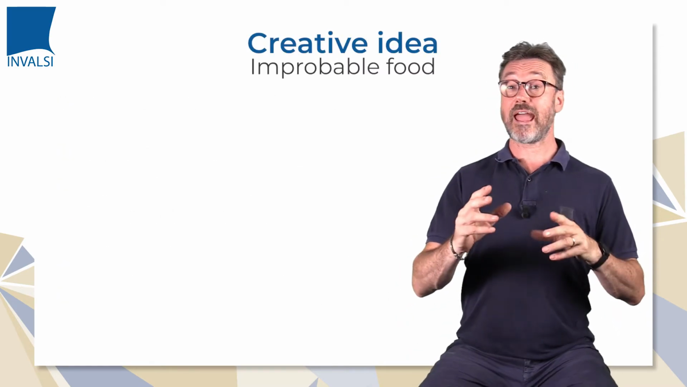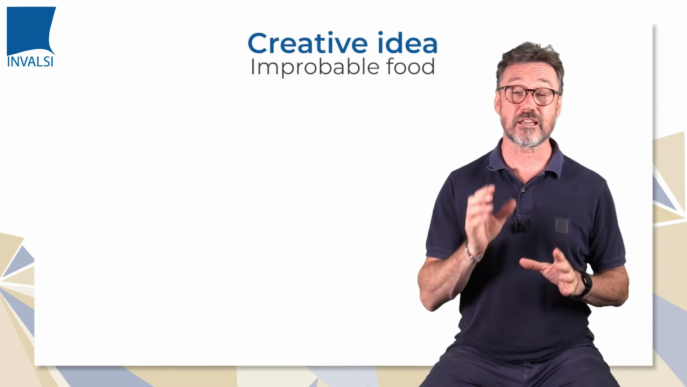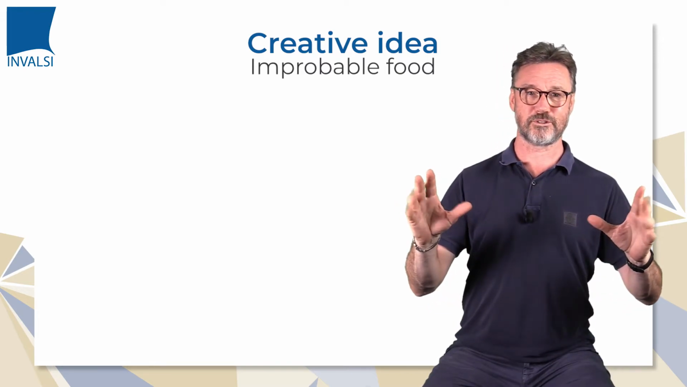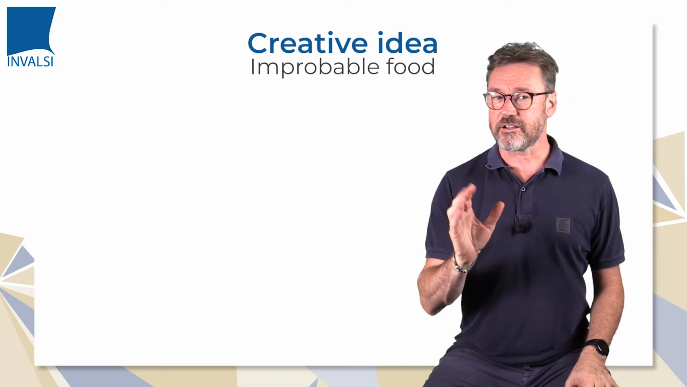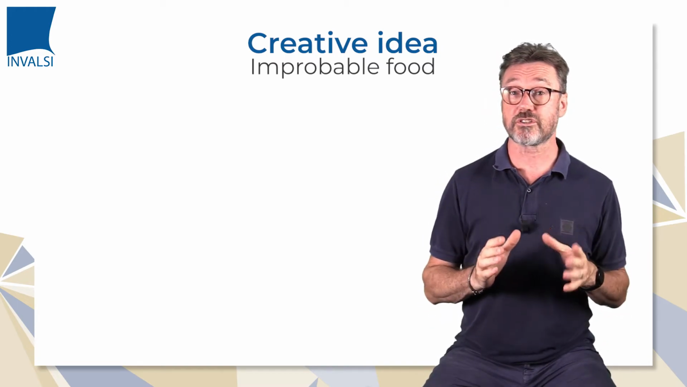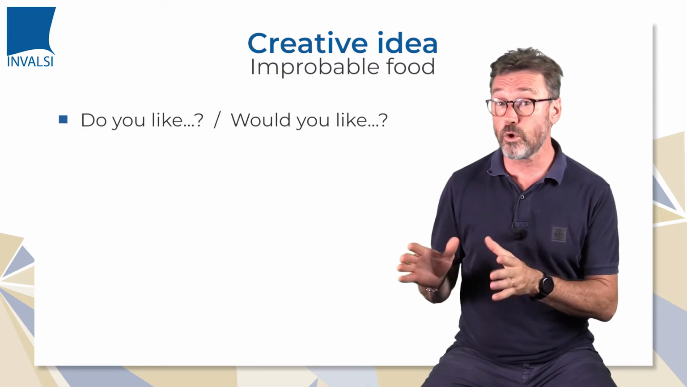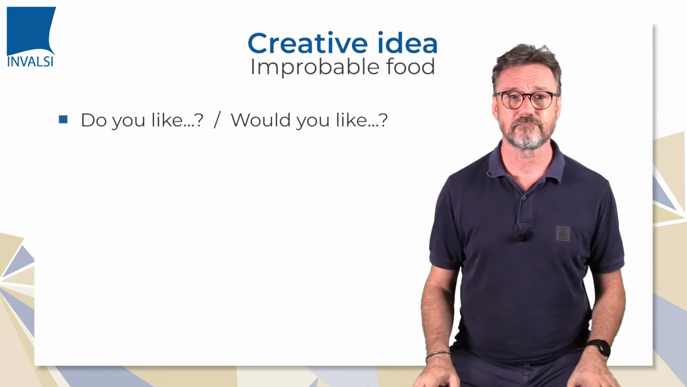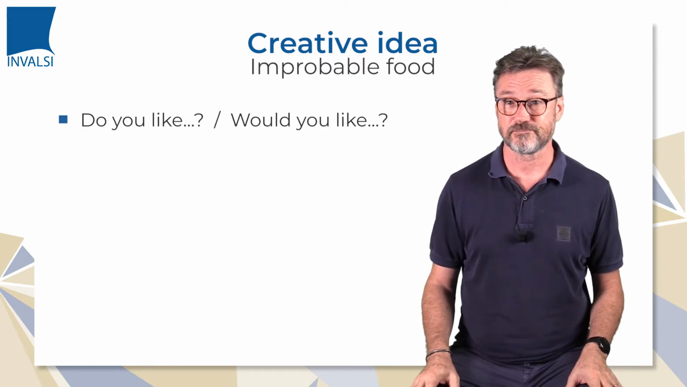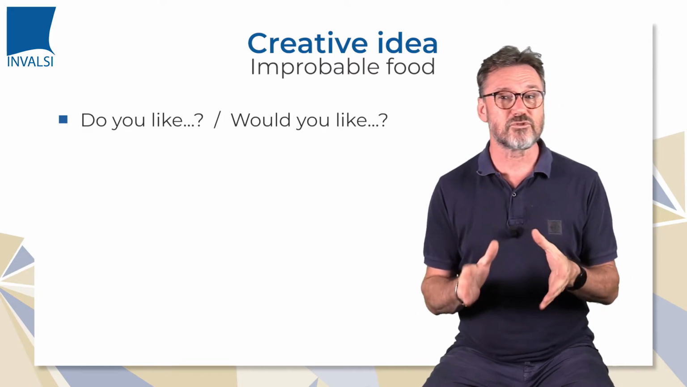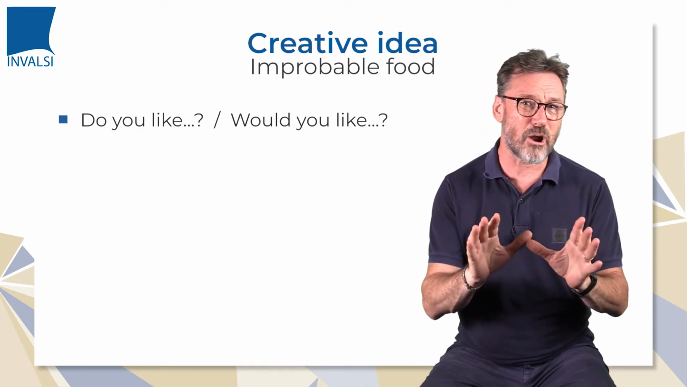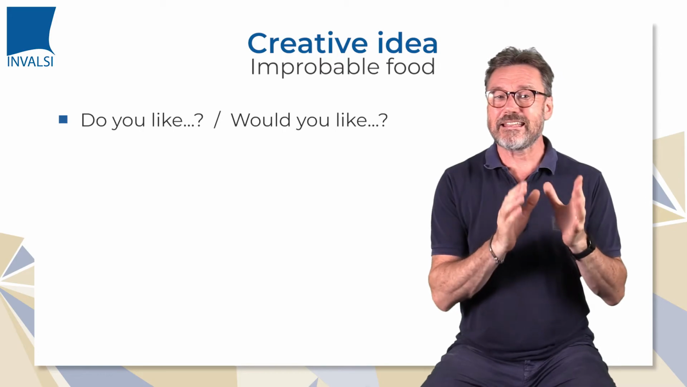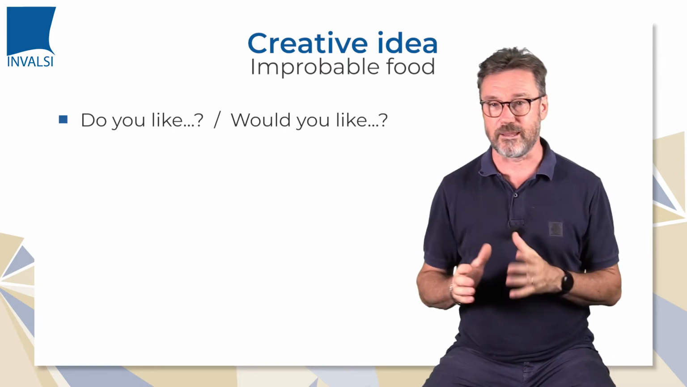This is a creative, integrated skills speaking activity called Improbable Food. First, elicit the 2 structures "Do you like?" and "Would you like?" with the question, "Do you like chicken?" "Yes, I do." And "Would you like some chicken now?" "Probably, no thanks." Then elicit examples for other food types.